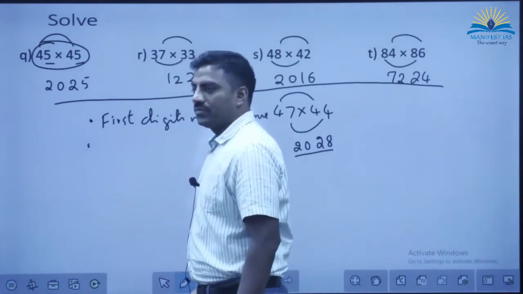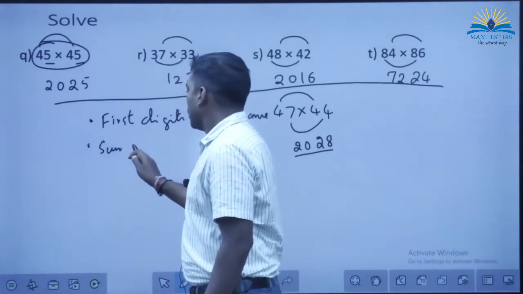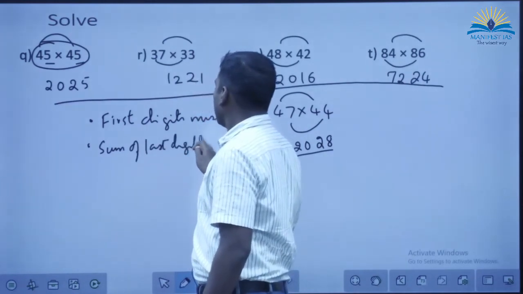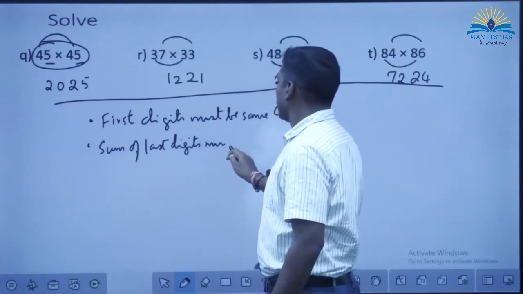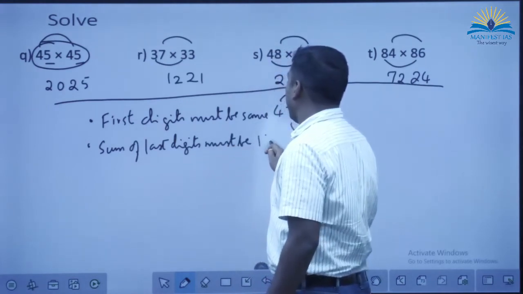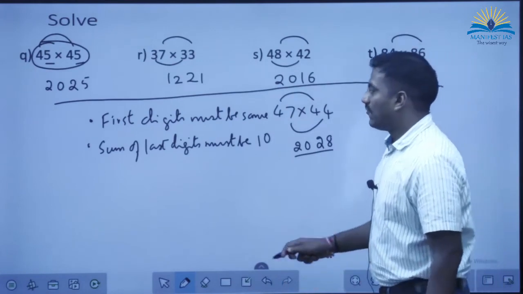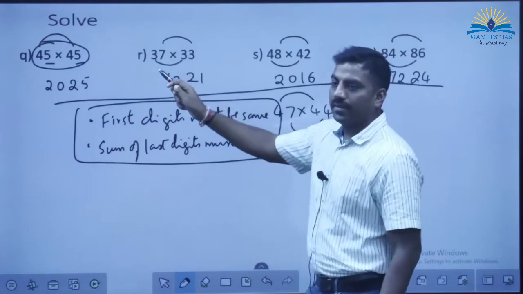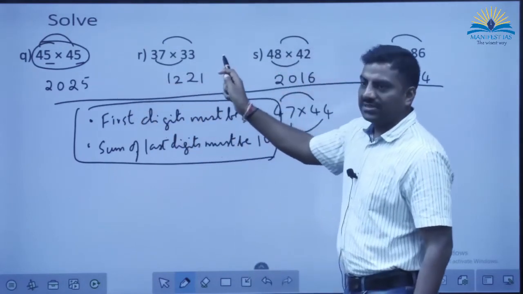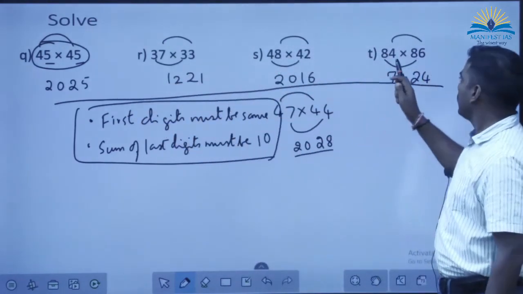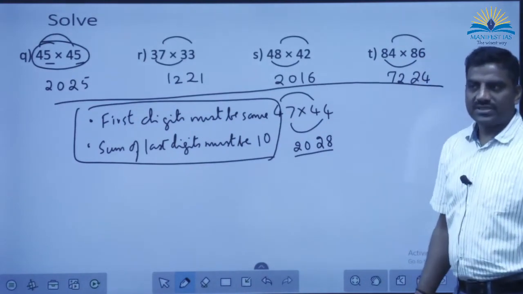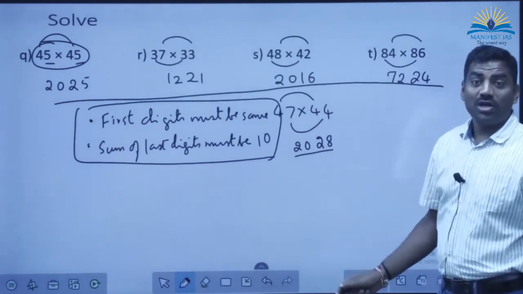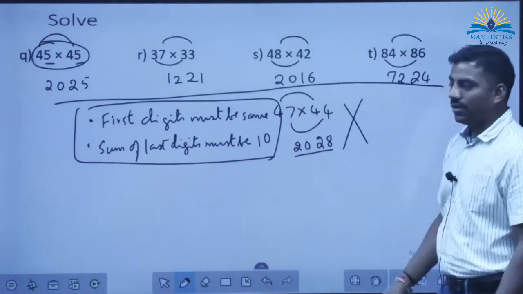Second, sum of last digits must be 10. Sum of last digits must be 10. Check here. 5 plus 5, 10. 7 plus 3, 10. 8 plus 2, 10. Then 4 plus 6, 10. Correct? What about this? 7 plus 4, 11. So we cannot apply here.